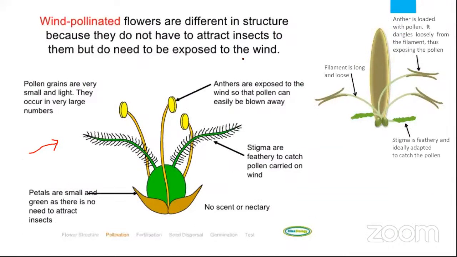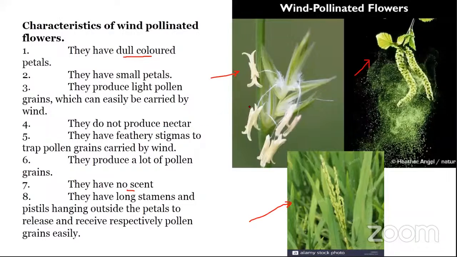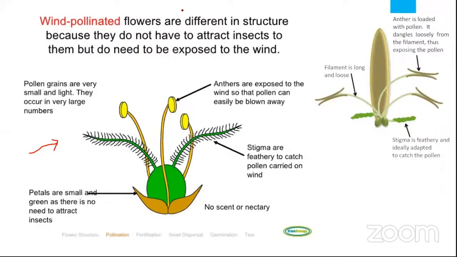And then the anthers are exposed to the wind so that pollen can easily be blown. Now, these are the anthers in the real picture. This is an anther head. Even this one, they're exposed so that the pollen grains can easily be blown. So pollen grains are very, very small and light. They occur in very large numbers. You can't see them clearly. And no scent or nectar. So this is a typical wind pollinated flower, which you must know, okay?